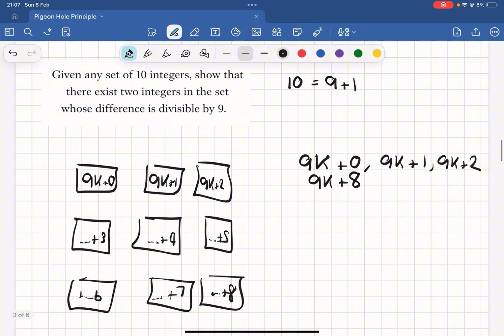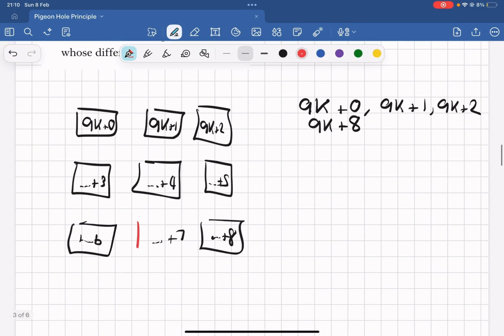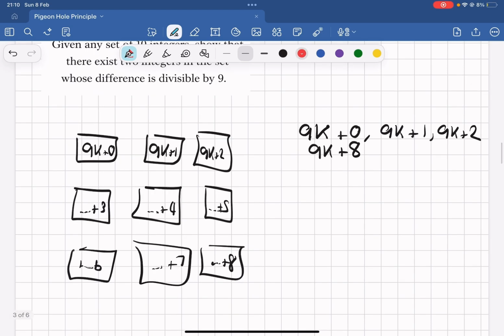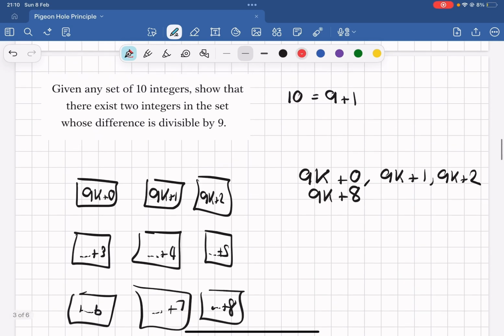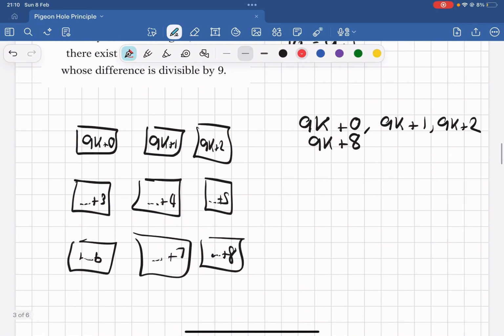So let's write this in red. Yes, I was saying we're going to tally in red. So why are we tallying? Because we're just trying to sort our 10 integers into these 9 groups, and we know we're going to have a surplus of 1. So 1, 1, 1, 1, 1, 1, 1, 1, 1. We've sorted 9 out of the 10. What do we do with the last integer?